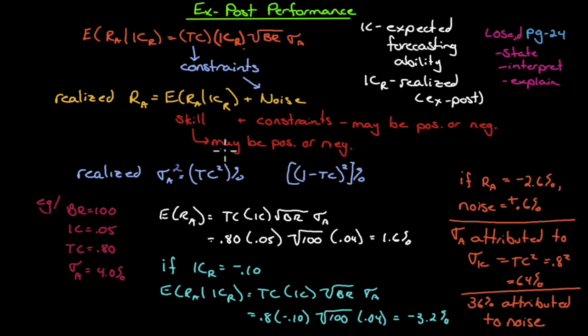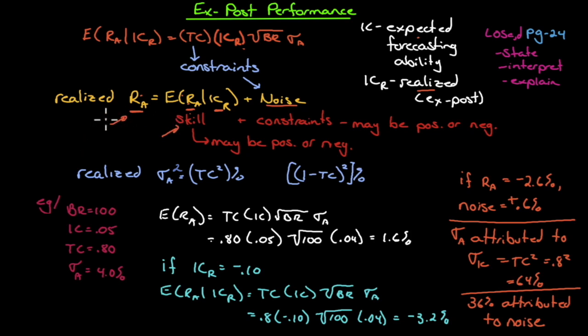So I say here, skill may be positive or negative. The manager may not actually be skilled. It may actually be negative. And the constraints may be positive or negative. So we take our constraints and we wrap it up into noise. And we say, okay, so you actually did this much. However, if you were unconstrained, we would have expected a return of this much given how good you actually were. We're not using expected now, we're using realized. How good you actually were should have translated into this. If there's a difference between that, it's noise. And you're going to be rewarded on this and not on this.